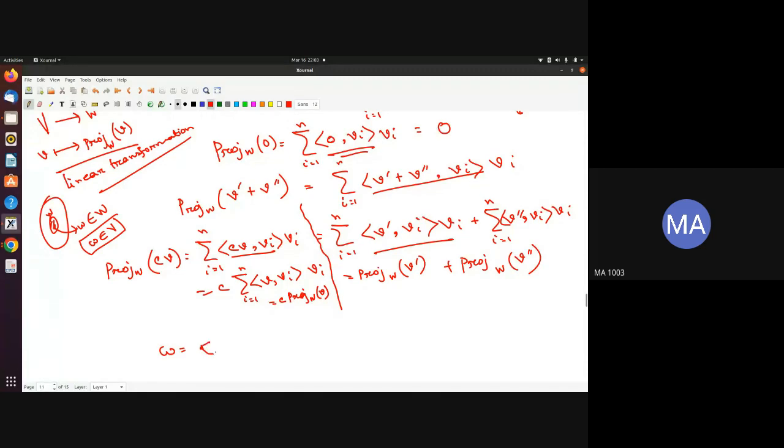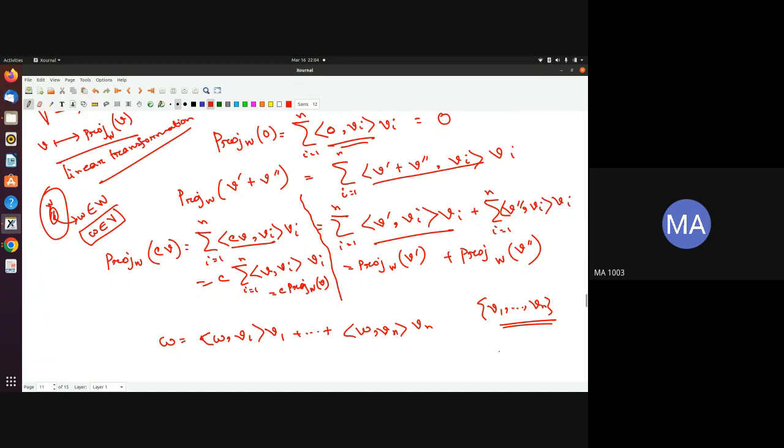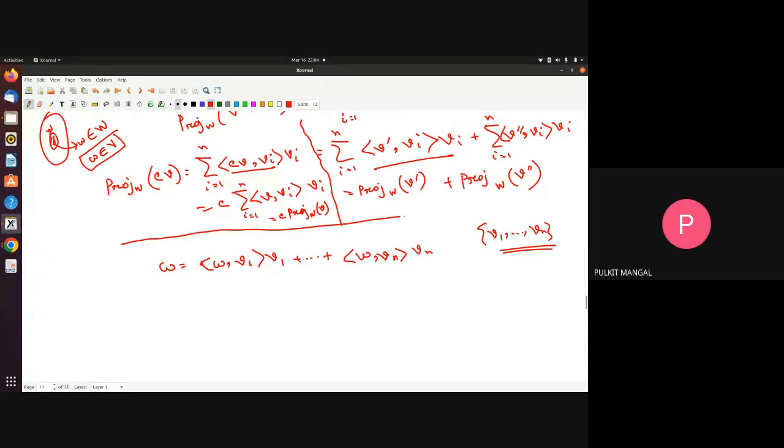So what is the linear combination? We know w is a linear combination of v1 to vn, right? I can express w as a linear combination like this because the vi's are the basis elements of an orthonormal set of W, right? Is it clear to everyone what I am saying till now? Yes, sir. Okay.